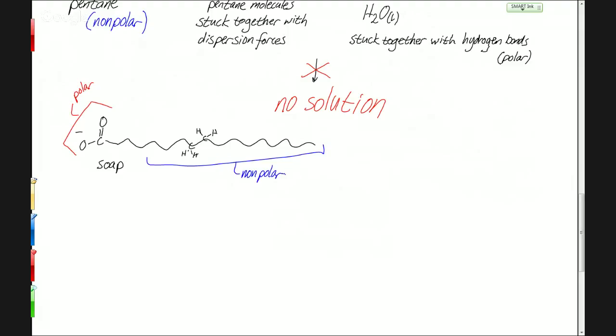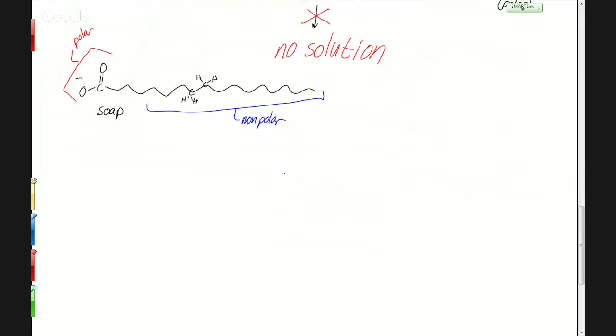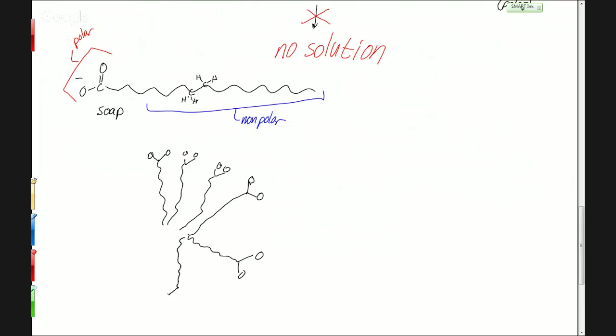So what happens in solution is these molecules form these little balls, where the big, long, nonpolar tails point toward the middle, and the polar oxygen parts go to the outside.